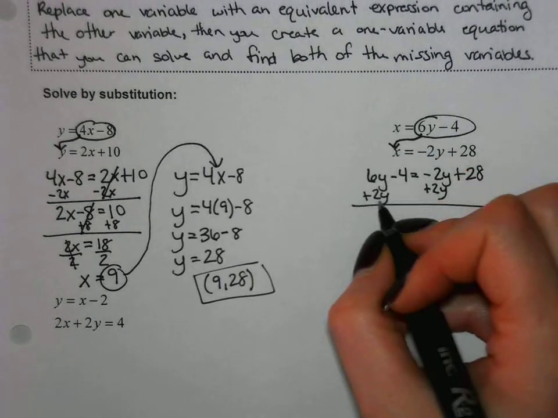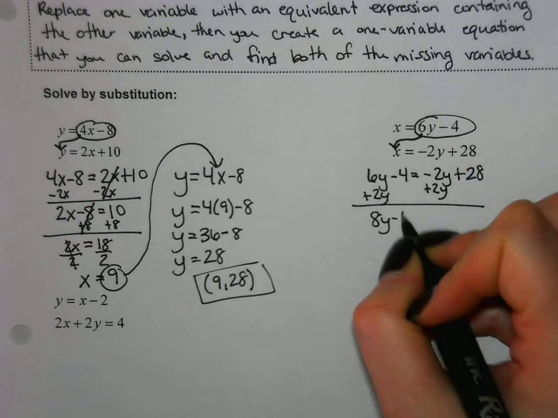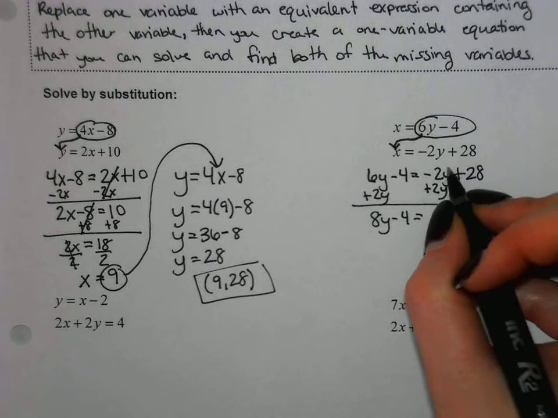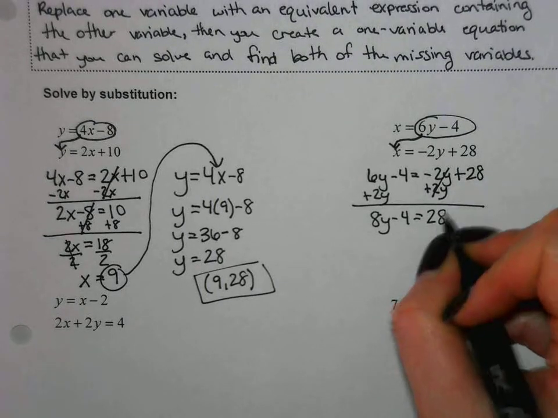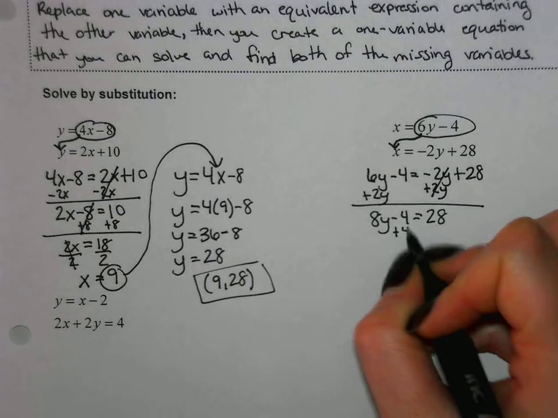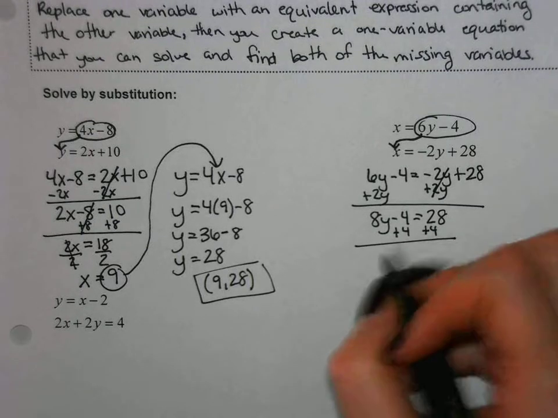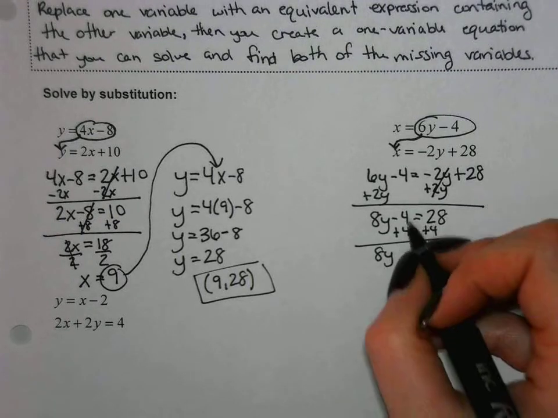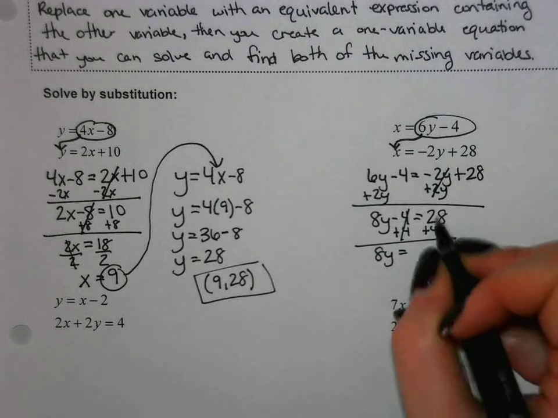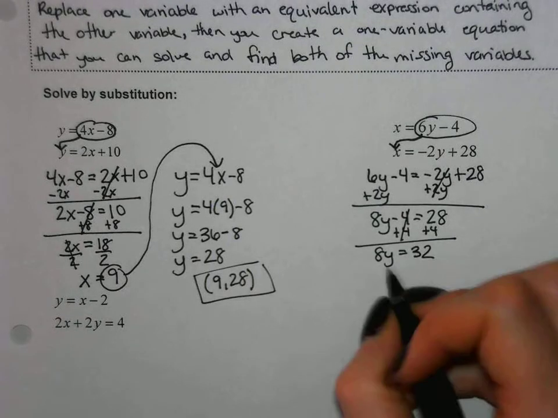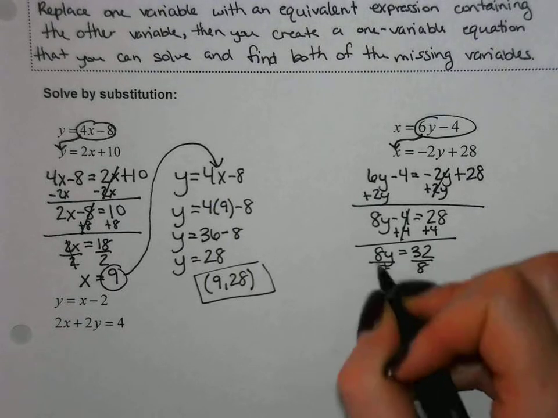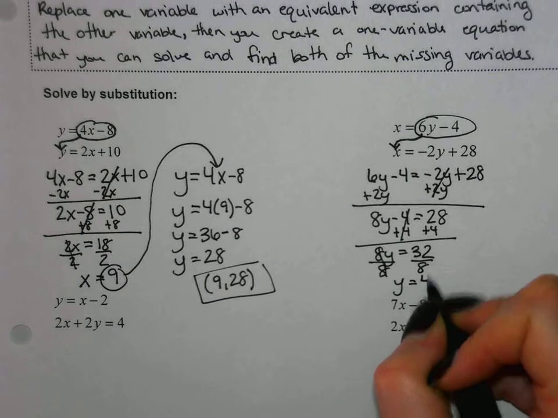So I'm going to add 2y to both sides of the equal sign. So 6y plus 2y is 8y, minus 4. Negative 2y plus 2y is 0, 28. So we add 4 to both sides of the equal sign. 8y, negative 4 plus 4 is 0. 28 plus 4 is 32. So we divide both sides by 8. y equals 4.